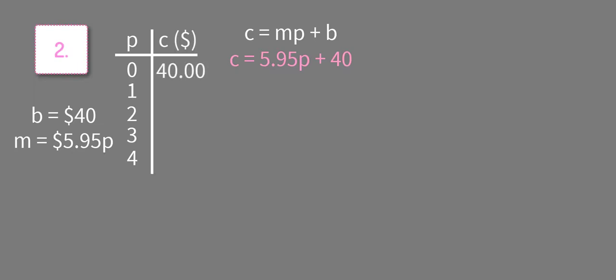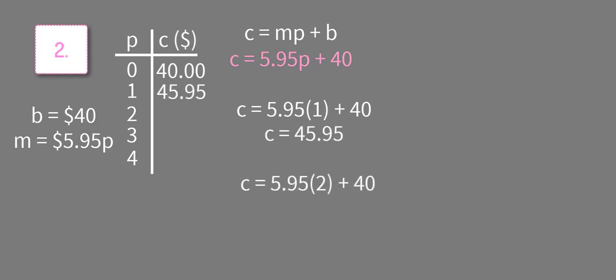With 1, we have 5.95 times 1 plus 40, which is going to be 45.95. For 2, let's go ahead and plug that in. So P equals 2. We have cost equals 5.95 times 2 plus 40. And so we want to figure out what is that 5.95 times 2.